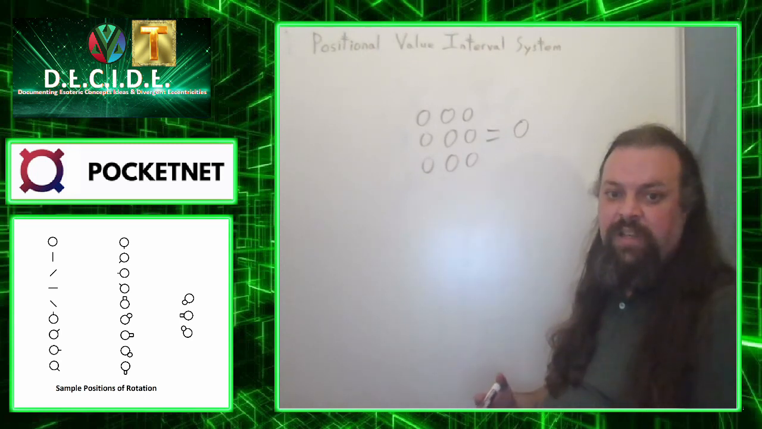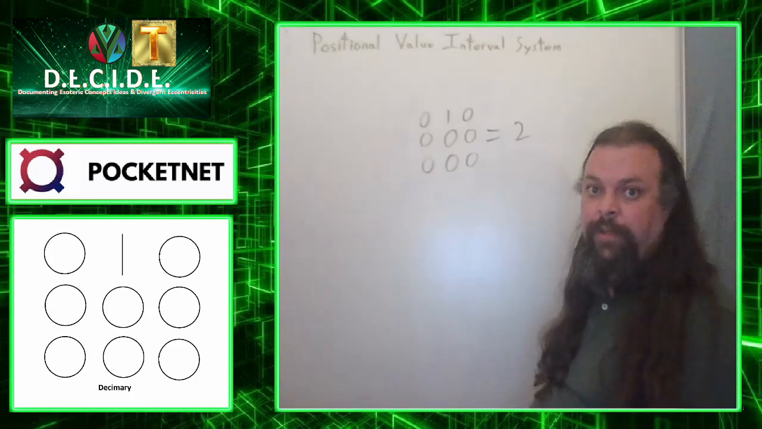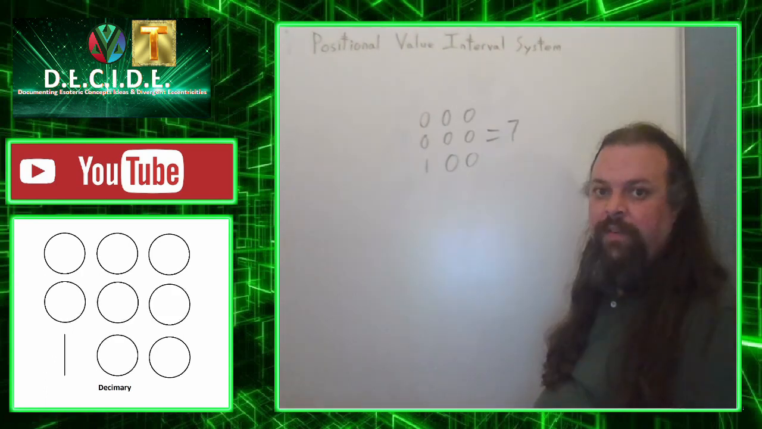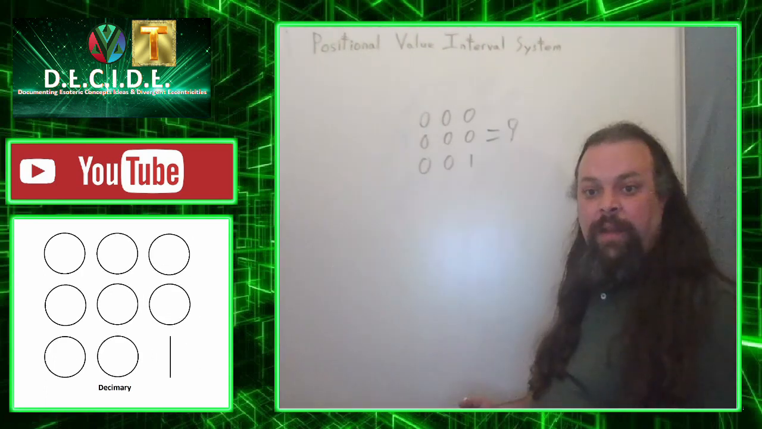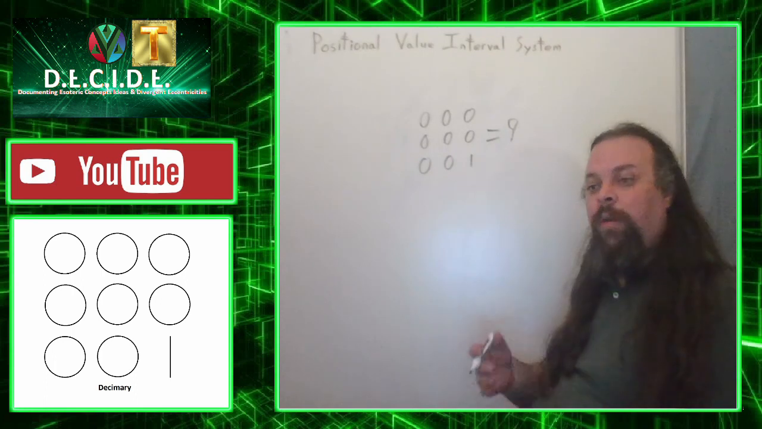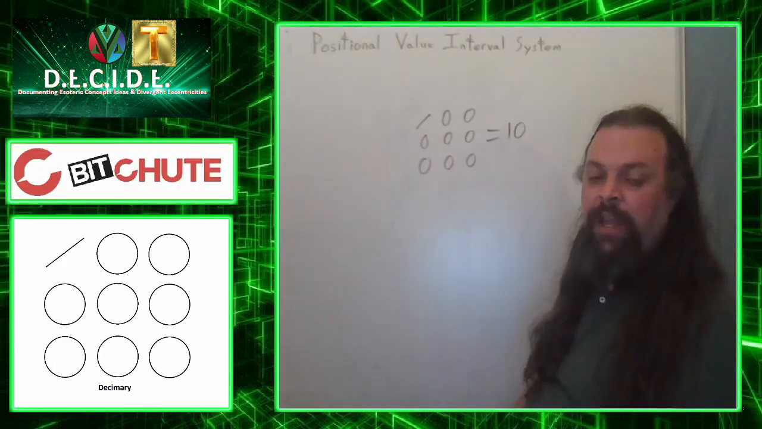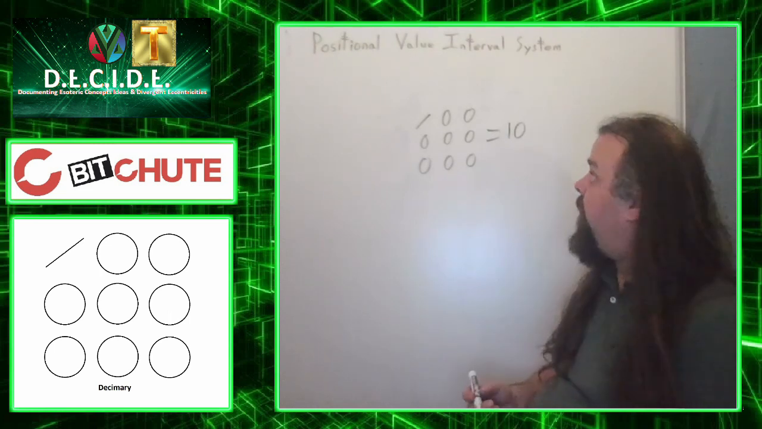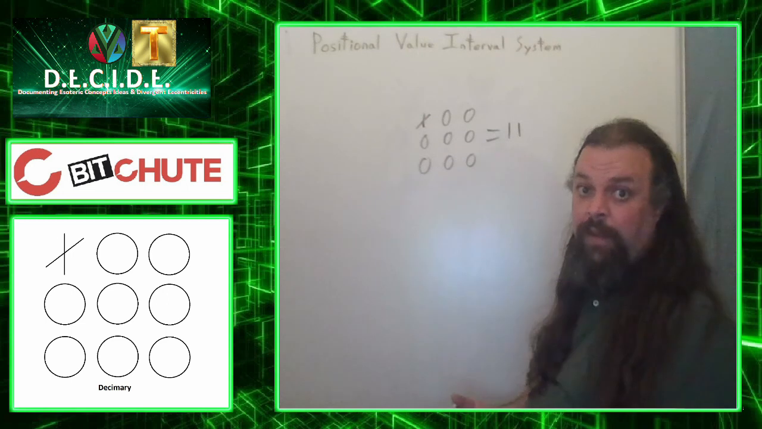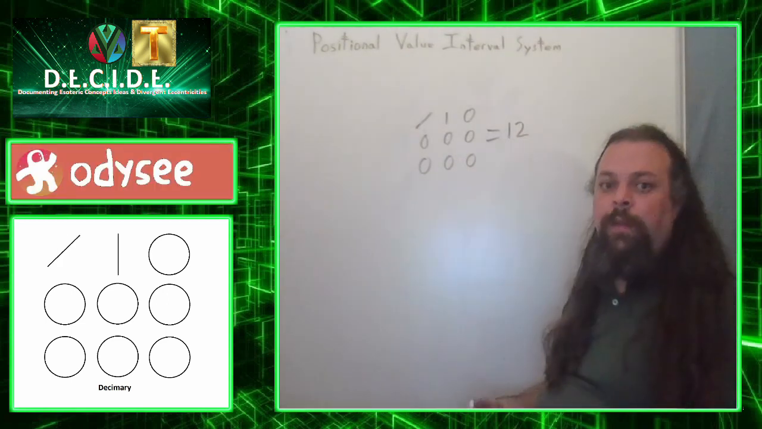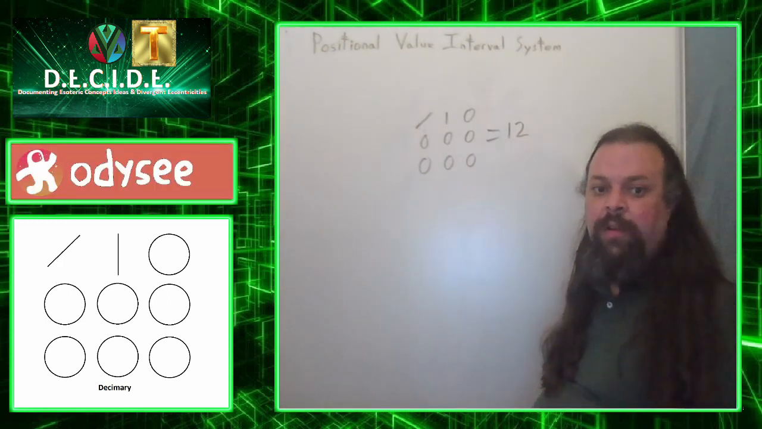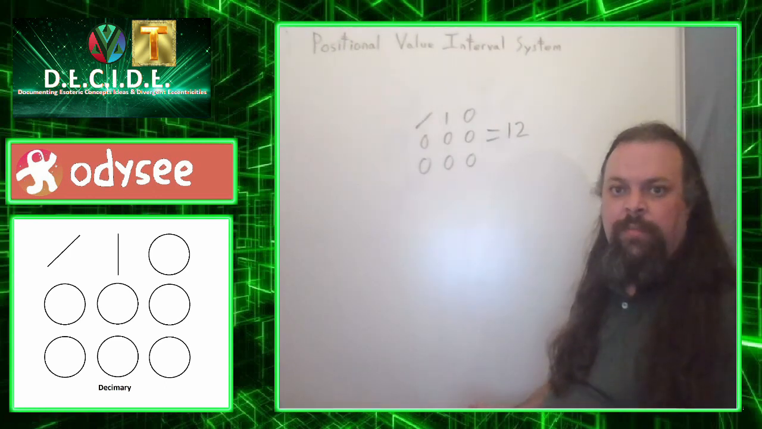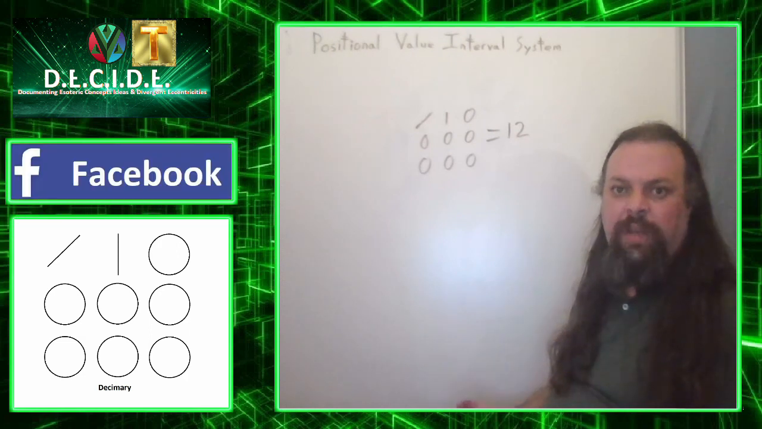For instance, if we use a decimary interval: 1, 2, 3, 4, 5, 6, 7, 8, and 9. Now, if we add one more, you'll notice the rotation advanced to the next rotation symbol. From there, we continue on. 11, 12, and so on and so on. We can use this method in any interval system and be able to determine what the number is.